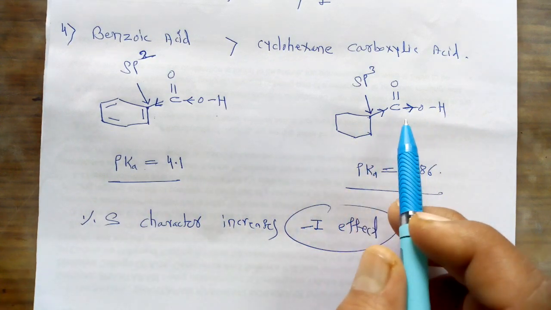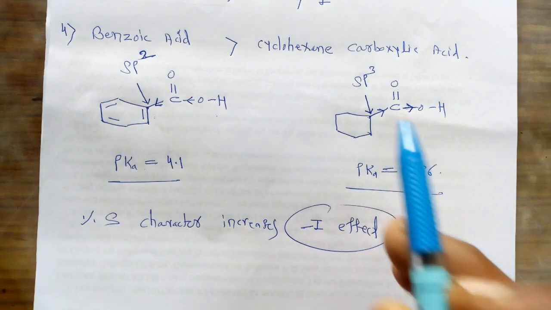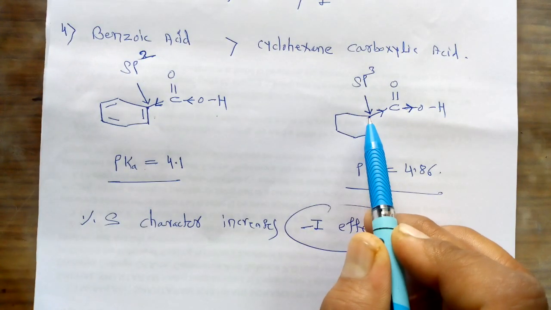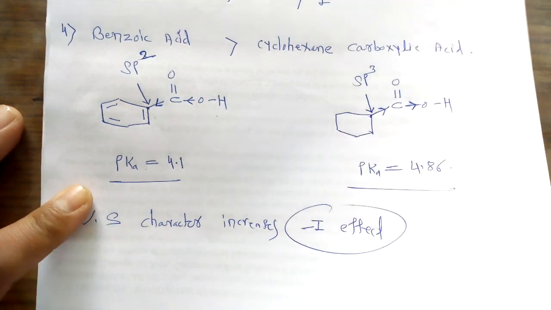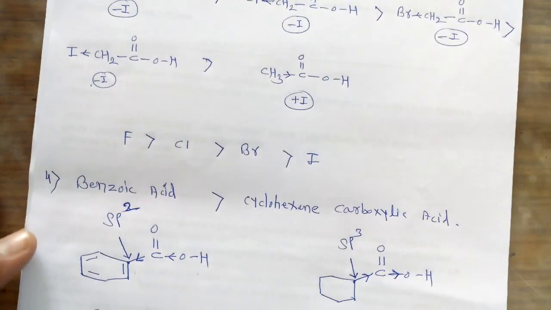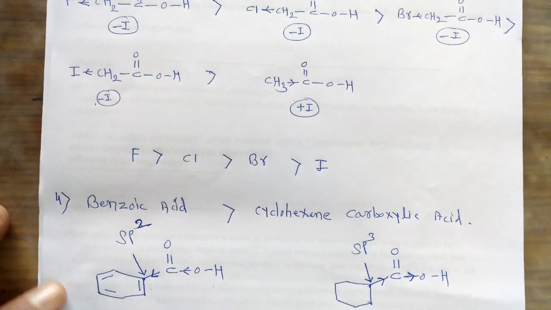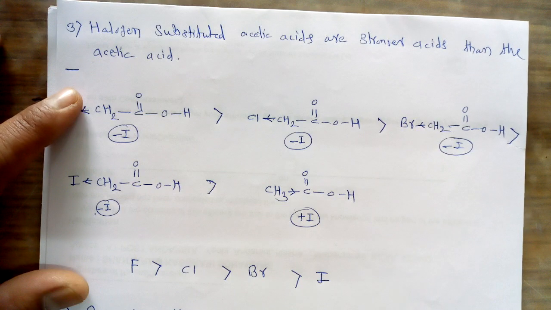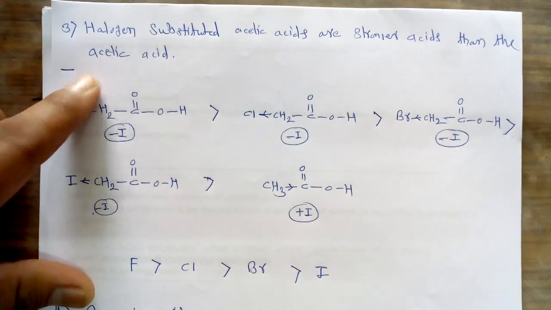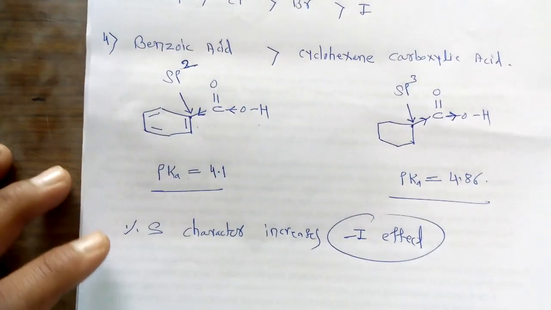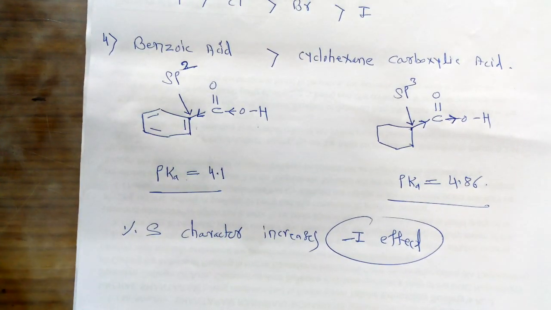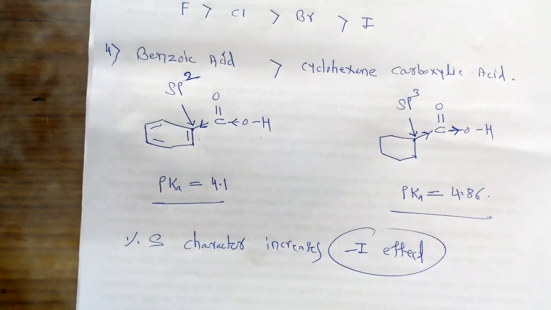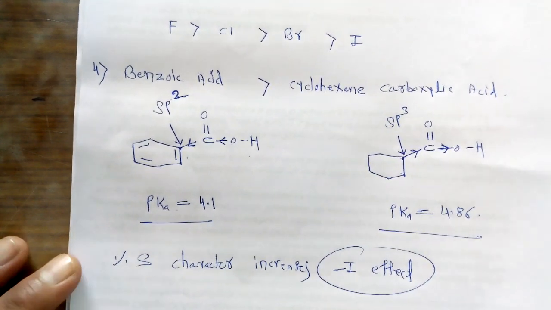Why is it less? Because that conjugate base gets destabilized due to the plus I inductive effect shown by this particular sp3 hybridized carbon. So these are the two different examples which affect the strength of acidity in terms of the inductive effect. First we studied how halogen substituted acetic acids are stronger acids as compared to acetic acid, and in the next example we studied how benzoic acid is more acidic as compared to cyclohexane carboxylic acid. So this is the effect of the inductive effect on the strength of acids.